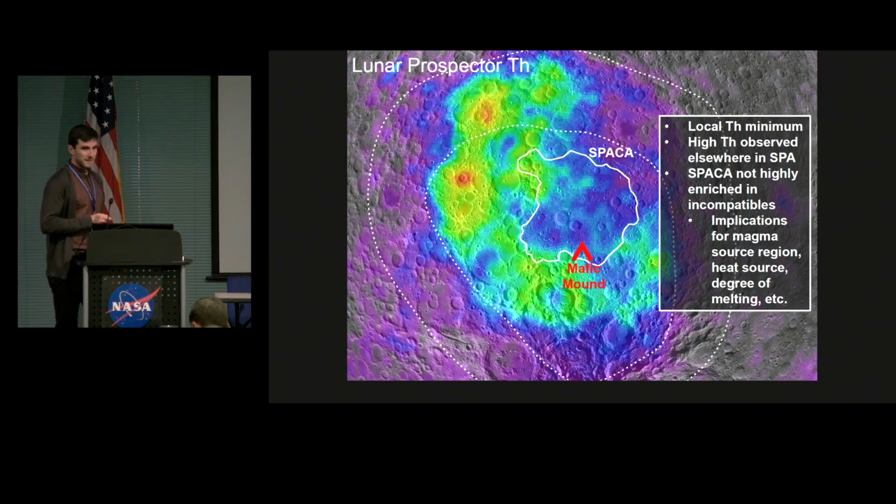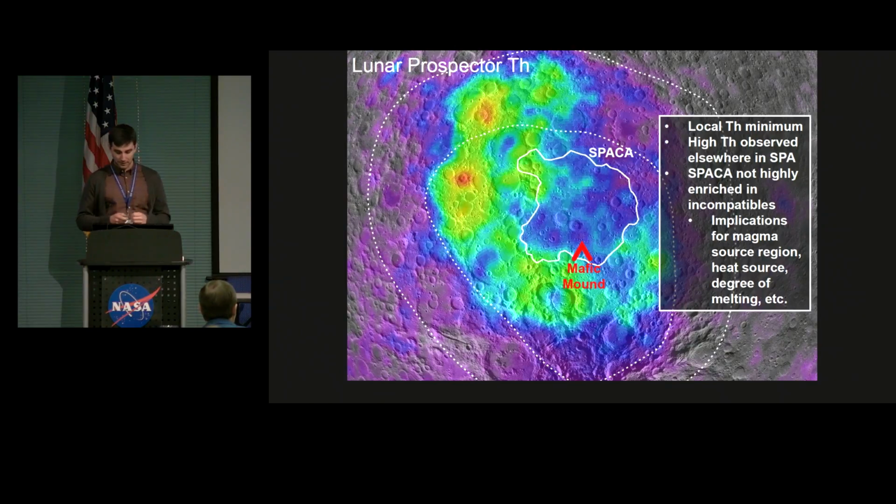For some insight into that, we've been looking at the Lunar Prospector thorium maps of SPA. And you can see that Spaka is associated with a local minimum in the thorium abundance, whereas there's somewhat higher thorium observed elsewhere across SPA. So this tells us that the Spaka material is not highly enriched in incompatible elements. And actually, if you look at the location of Mafic Mound, that's the lowest area of thorium within Spaka. So if that's kind of the more pristine Spaka magma, that's a good case example of that.